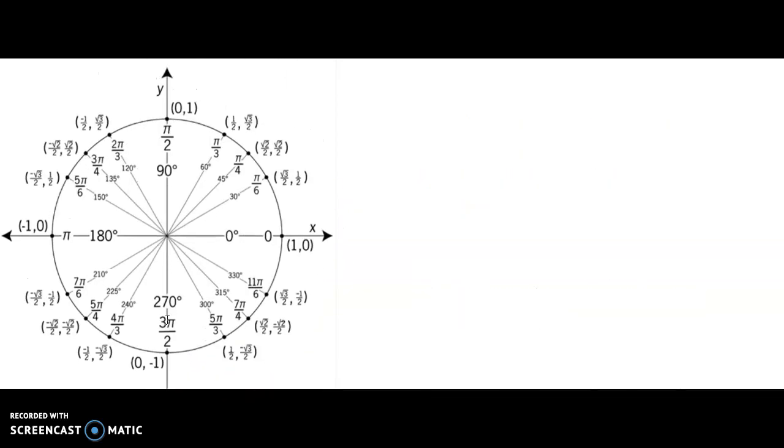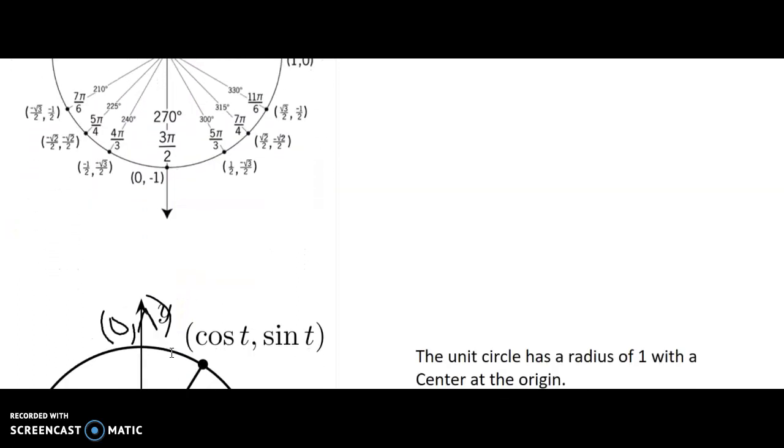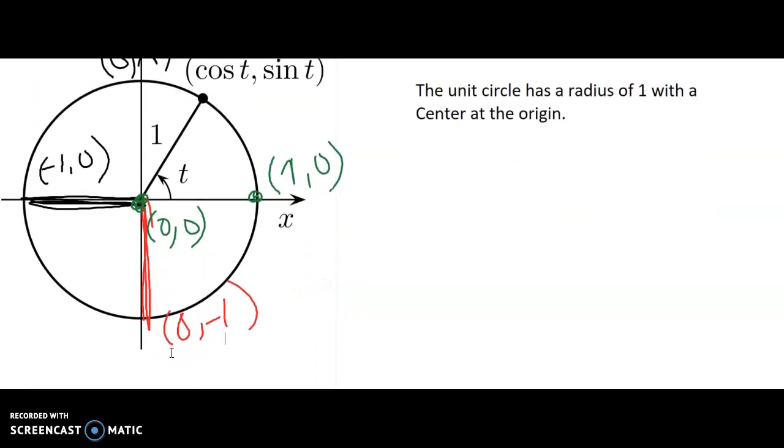If I scroll back up here, as you can see, we got our +1, 0, 0, 1, because the radius is 1, -1, because you move to the left on the x-axis, and then down 1, so for -1y. Okay, so that's one characteristic. The unit circle has a radius of 1 with the center at the origin.